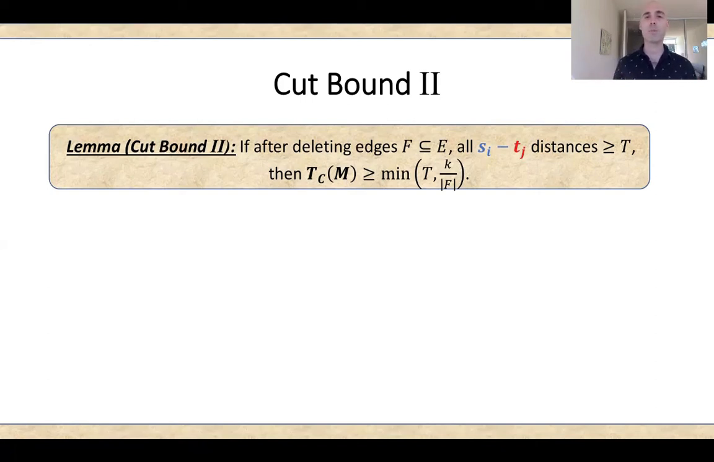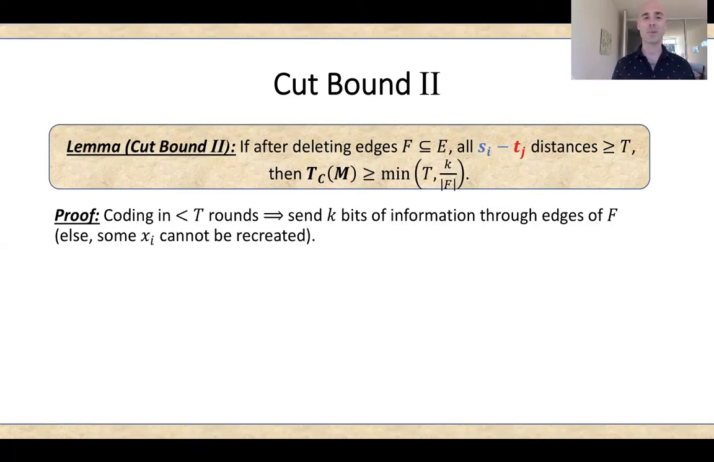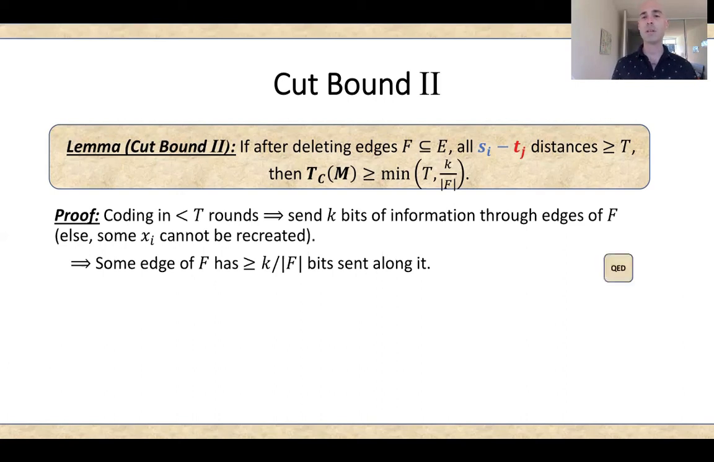And the proof is again somewhat simple, even though I don't have a nice picture for it. So here's the observation. If you can solve this problem with coding in T rounds or less, then this means you're sending K bits of information from the union of the SIs to the union of the TJs. But since all the SIs and all the TJs are at distance at least T, if you solve this in less than T rounds, all these K bits have to go through the edges in F. And so again, by pigeonhole principle, some edge in F has a large number of bits going through it. And so by congestion, we're done.